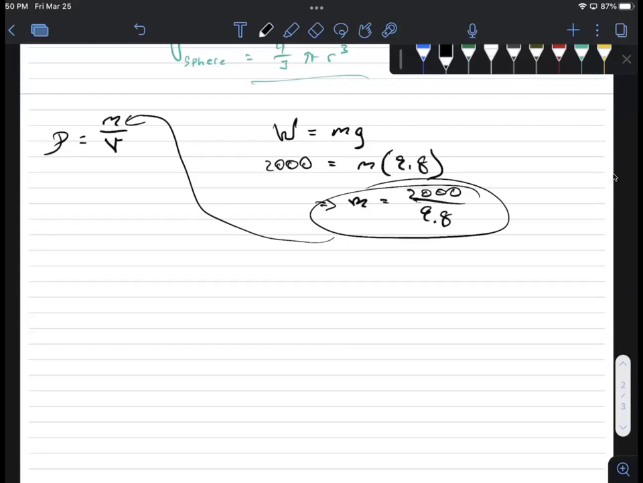Okay. Thank you. Yeah, so that's definitely something to look out for. Weight versus mass. You could get the weight from the mass or vice versa, but they're not the same thing. The mass is what's important for density. So if I give you the weight, convert it to mass first, and then you use the mass.